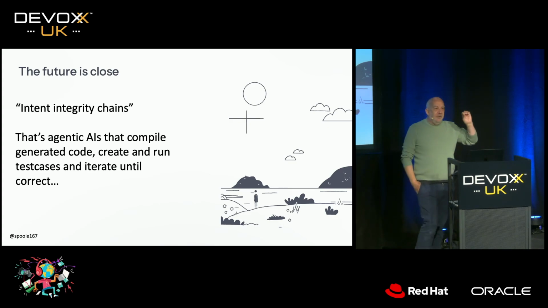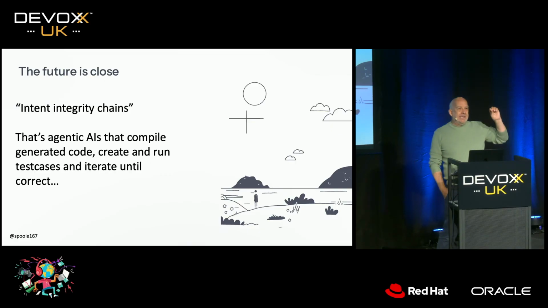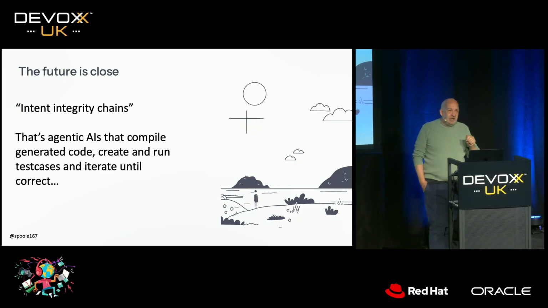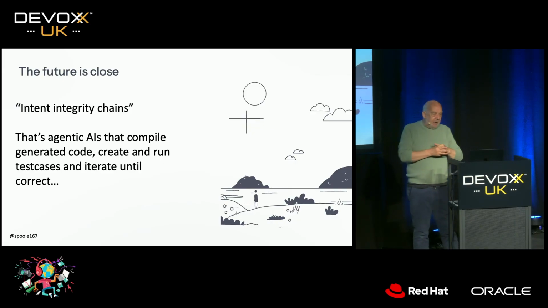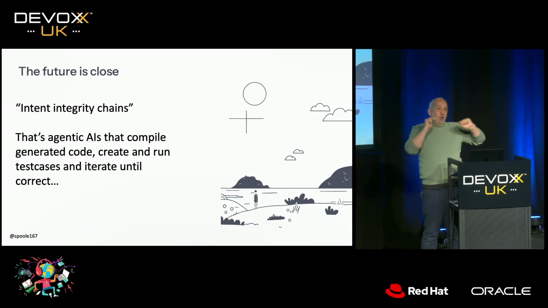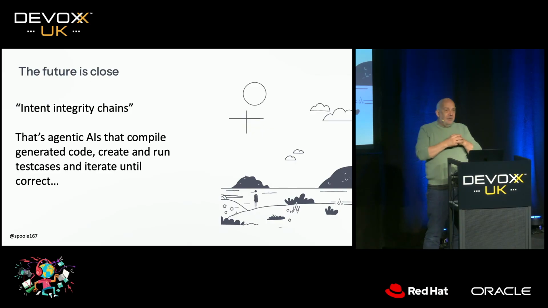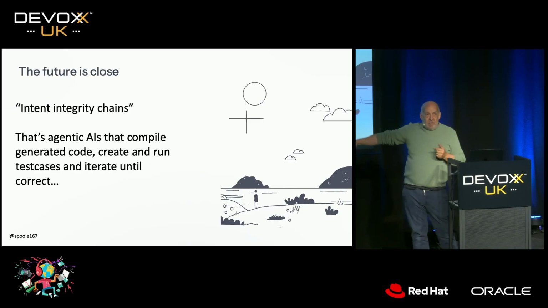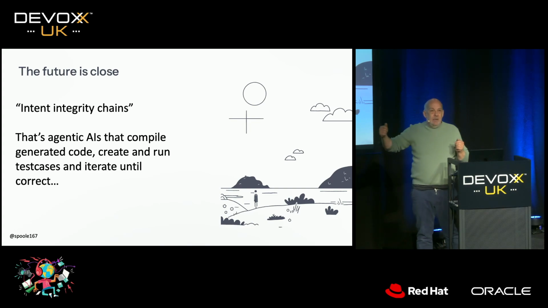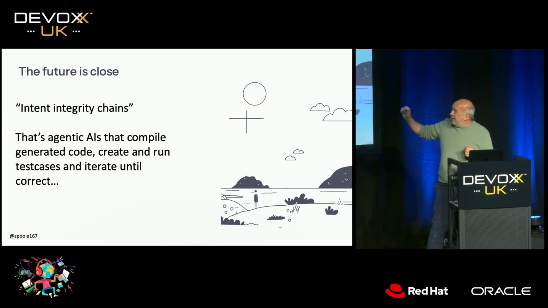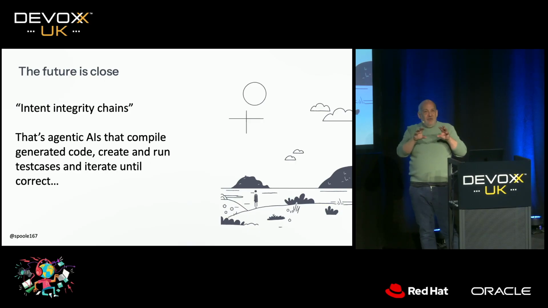The good news is that some of these problems are going to get solved. I encourage you to go and Google for intent integrity chains, which is a thing that's bubbling around now. The idea is you can take an agentic AI, so that's an AI that can call out and do things, and start to give it some smarts. So you could say, for instance, go and generate some code, and one of the agents could be a compiler. At least you know the code is compiled. And maybe it's something else, but you get the sense that we can start to build these things together.